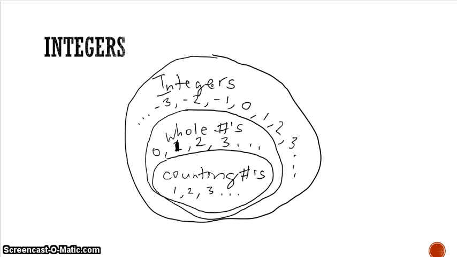Now, all the counting numbers are integers. All counting numbers are whole numbers. All whole numbers and counting numbers are integers, but not all integers are whole numbers, and not all integers are counting numbers, because negative numbers can't be whole, and negative numbers and 0 cannot be counted. So let's move on.